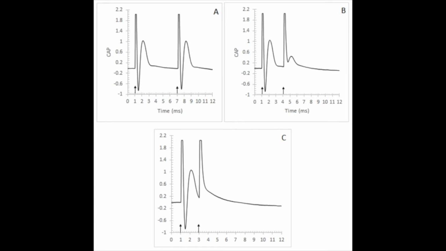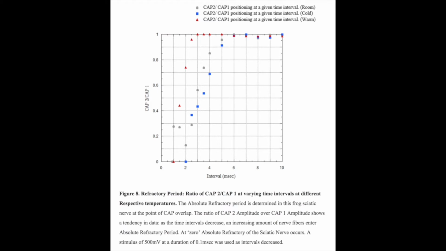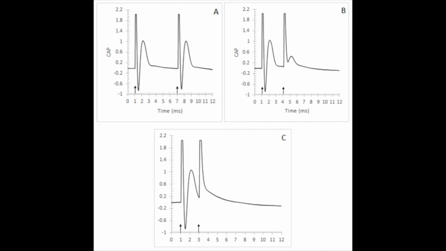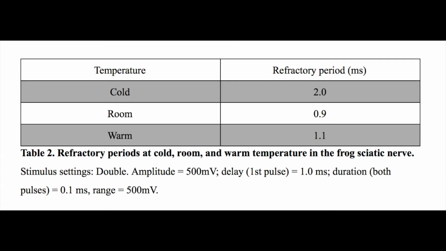We can see that with shorter intervals of stimulus pulses, the amplitude of the second CAPs decreases. This is due to the fact that as the time interval between stimulus pulses becomes shorter, some neuron fibers begin entering their absolute refractory periods, thus decreasing the amount of fibers recruited to help generate a CAP, leading to a decreased second CAP. This goes on until all fibers in the nerve reach their absolute refractory periods and no second CAP is recorded.